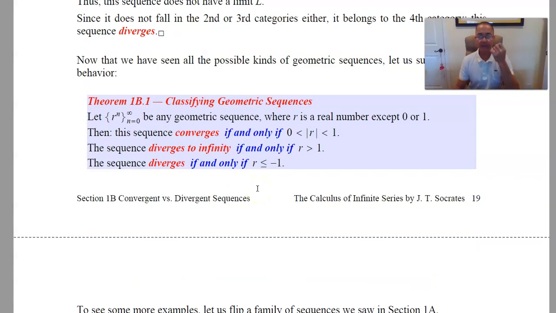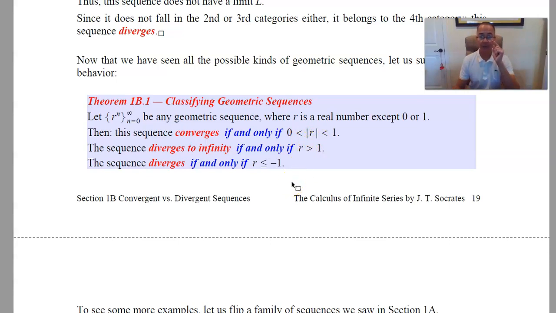We saw that 3/5 goes to 0, and negative 3/5 by squeeze also goes to 0. They go to 0 because our base, our common ratio r, is between 0 and 1 in absolute value.